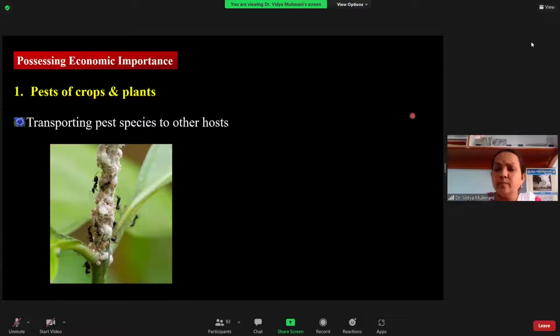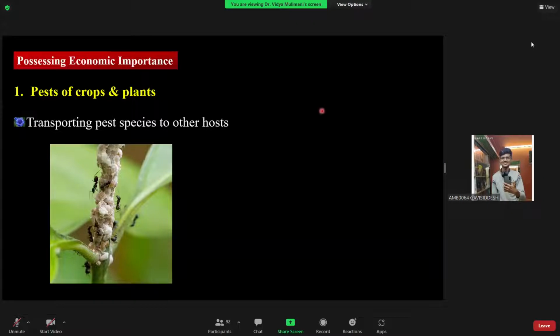Okay, ID number 69, Gautami, off your mic. Gautami, off your mic.